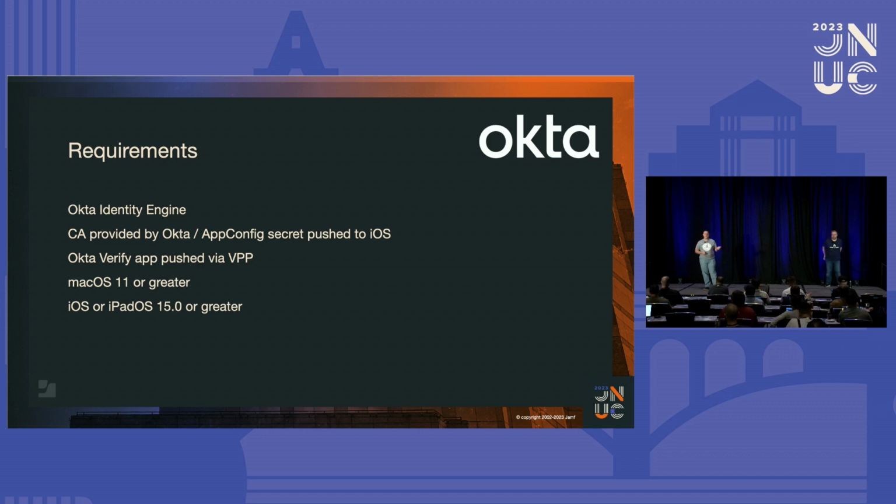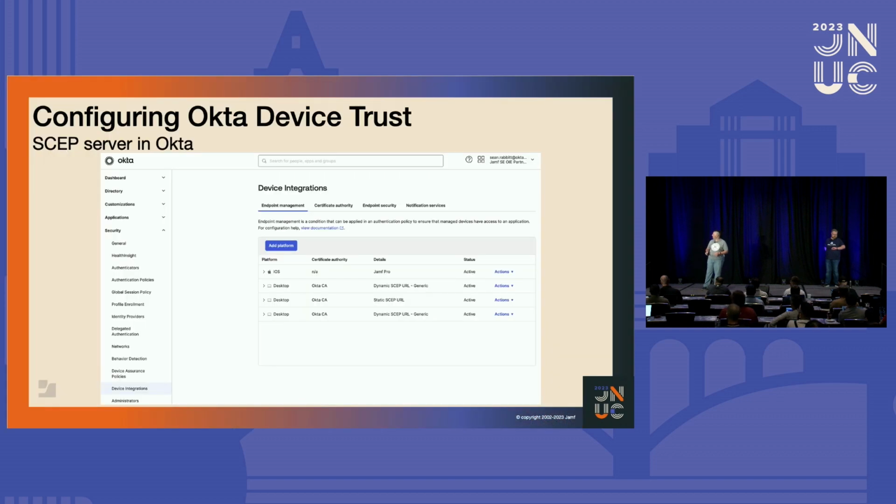You're going to need the certificate authority that's created by Okta, and that's the reason why you want to be on Identity Engine, because it'll actually make your life much easier instead of using a scary Python script. You're going to need the app config that's going to be created by Okta as well. You're going to grab VPP copies of Okta Verify to push out to all the devices. You want to be on at least macOS 11 or 15 for iPadOS and iOS.